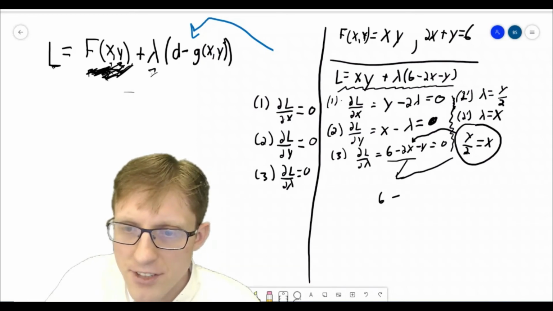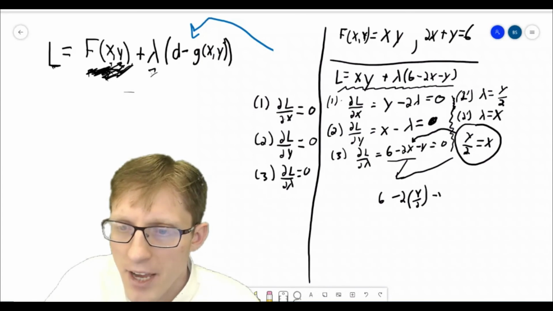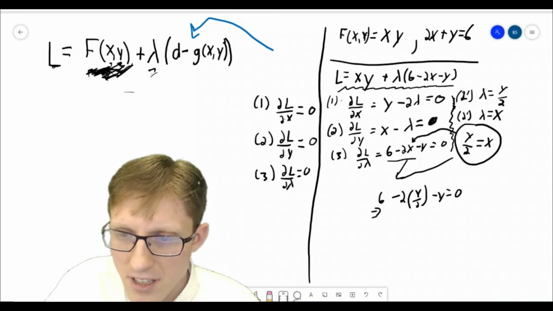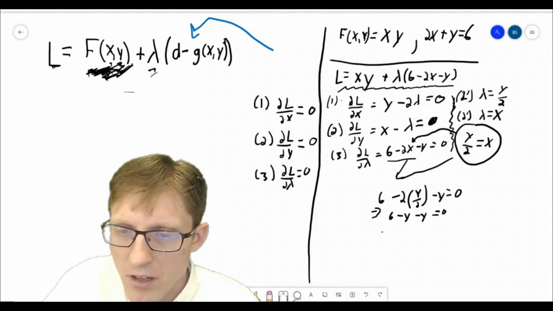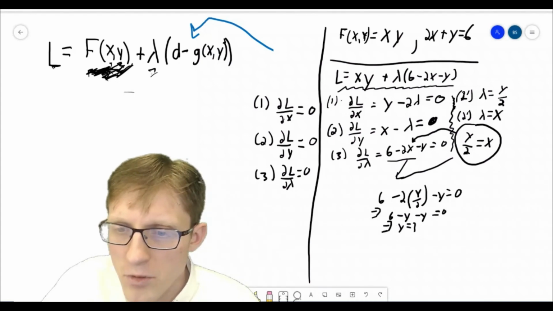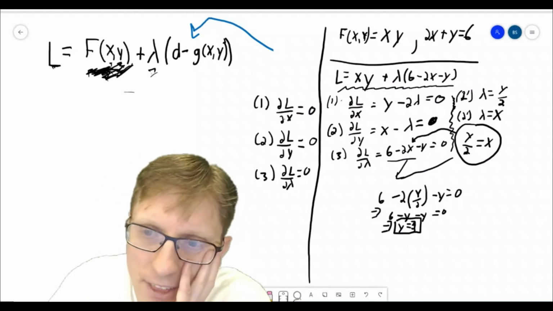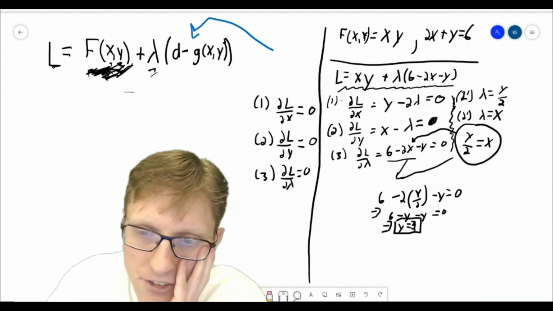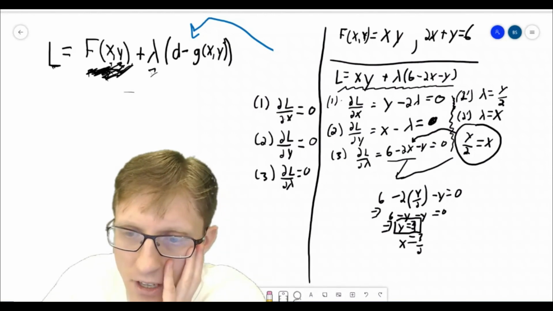And that gives us that 6 minus 2 times x. But remember, x is equal to y over 2. So plug that in. Minus y is equal to 0. Which gives us 6 minus y is equal to 0. Or y is equal to 3. We could then plug this back into equation 3, which is the constraint, and we would get that x is equal to 3 over 2, and so on.